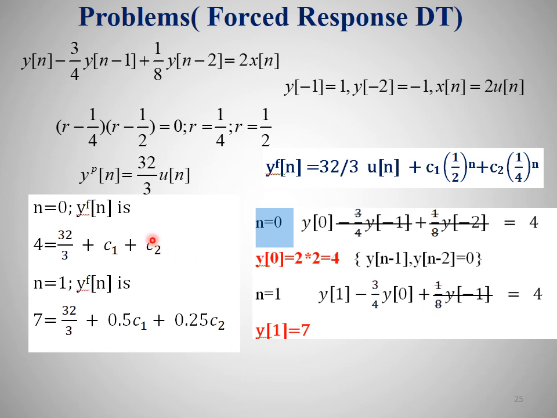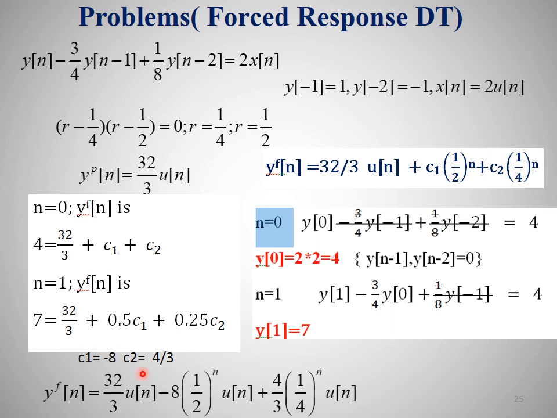Now let us try to solve these two simultaneous equations. 4 minus 32 by 3 is equal to c1 plus c2, and 7 minus 32 by 3 is equal to 0.5 c1 plus 0.25 c2. On solving, we get c1 is equal to minus 8 and c2 is equal to 4 by 3. Thus, the complete forced response for this particular discrete time problem is yf of n is equal to 32 by 3 u of n minus 8 into 1 by 2 power n for c1, plus for c2 it is 4 by 3, so 4 by 3 into 1 by 4 power n u of n.